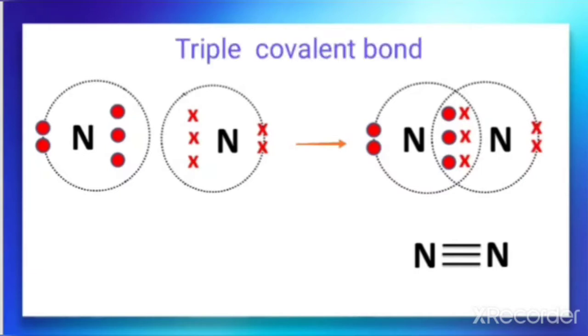a triple covalent bond. Why triple? Because 3 bonds are formed between the 2 nitrogen atoms. That is a triple covalent bond. Let us take some other example.